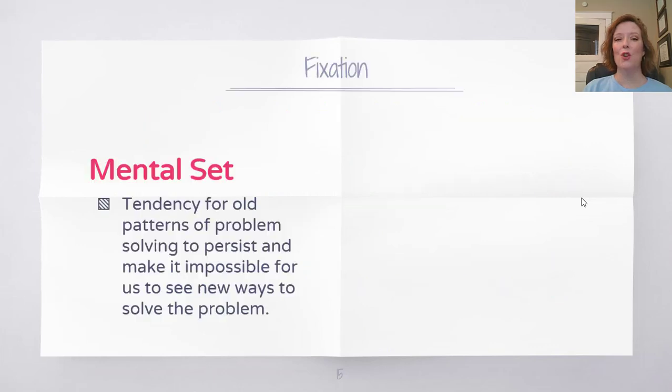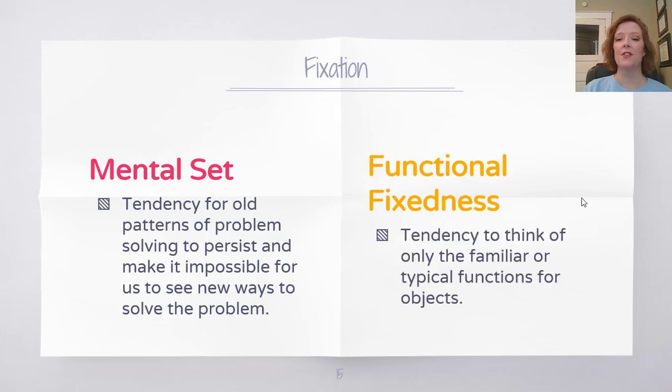There are two types. You have a mental set fixation. This is a tendency for old patterns of problem solving to persist, and it basically makes it impossible for us to see new ways to solve the problem. And we have functional fixedness. This is the tendency to think of only the familiar or typical functions for objects.